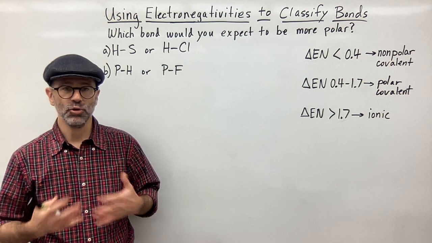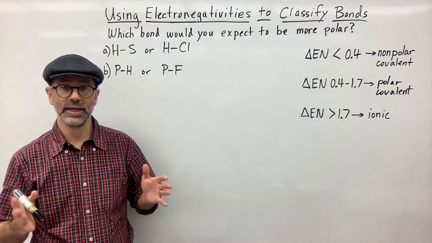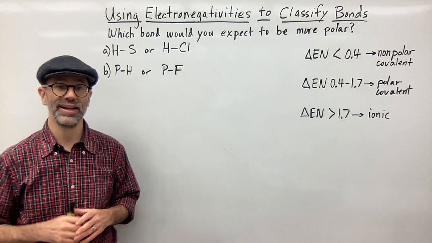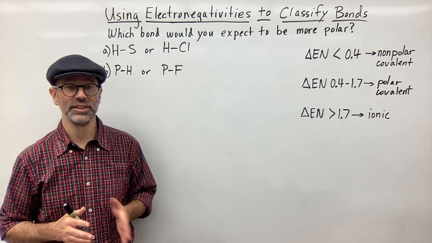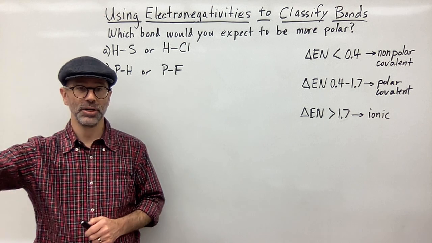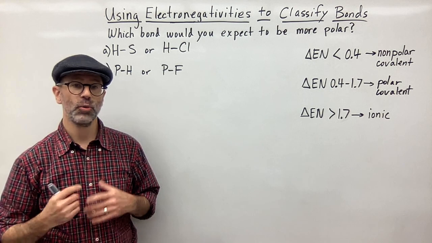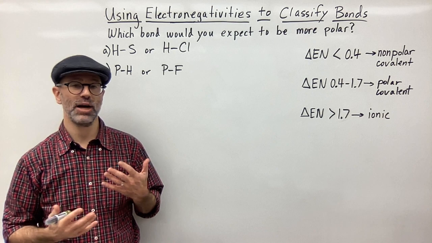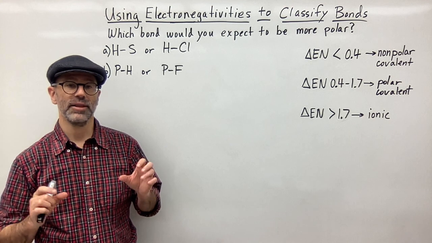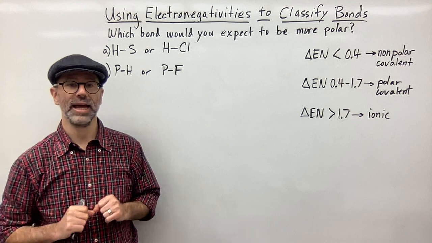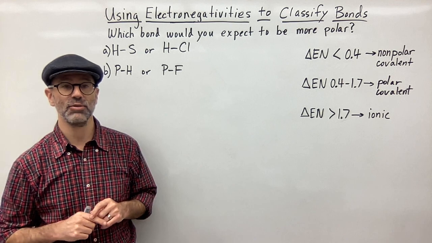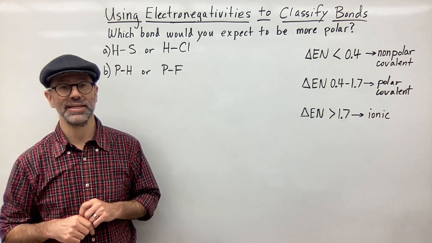Now, you can answer this question by looking at the periodic table and using your periodic trends, right? So we know that electronegativity is going to increase going up a group or family, and it's going to increase going across a period from left to right. So we can use that to our advantage to figure out which bond is going to be more polar, especially if the bonds we're comparing have a common atom that is the same. And so all we need to do is look to see where the other atom is on the periodic table.